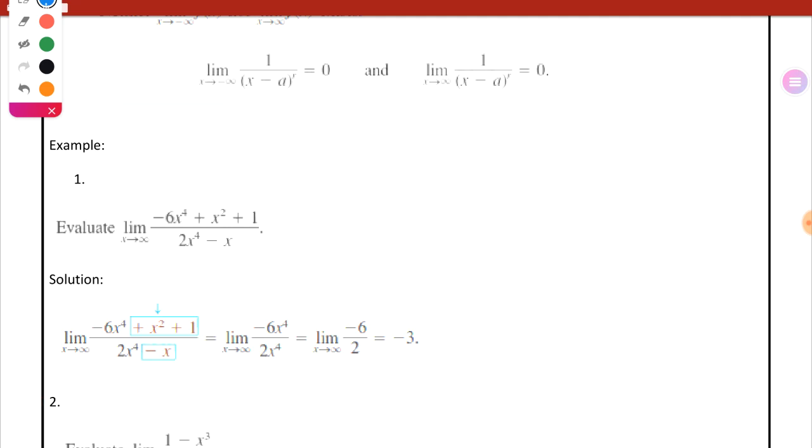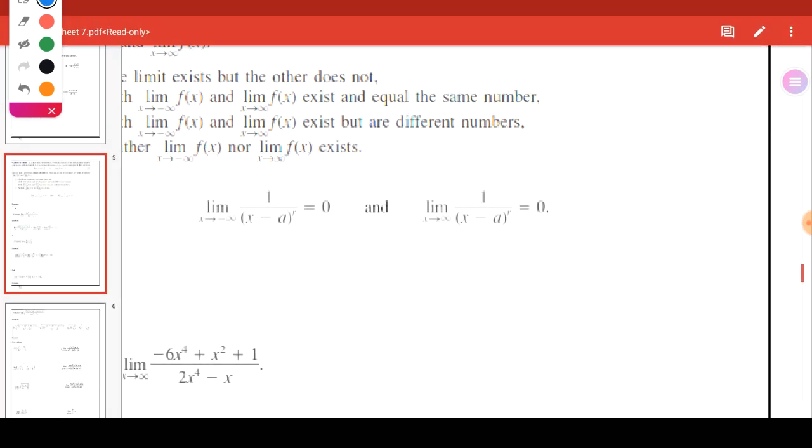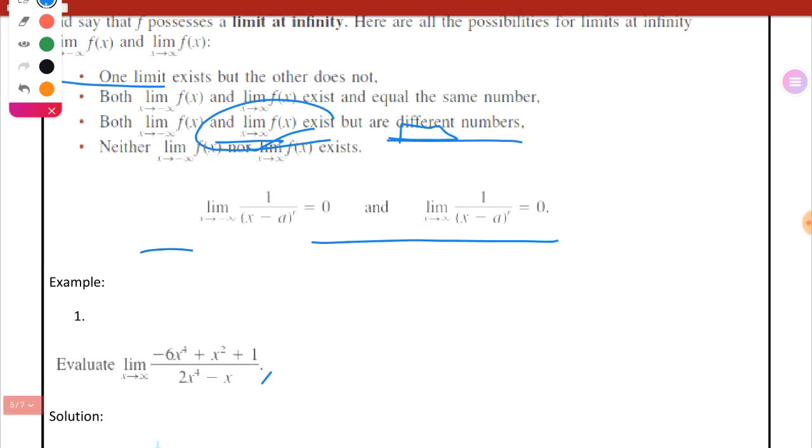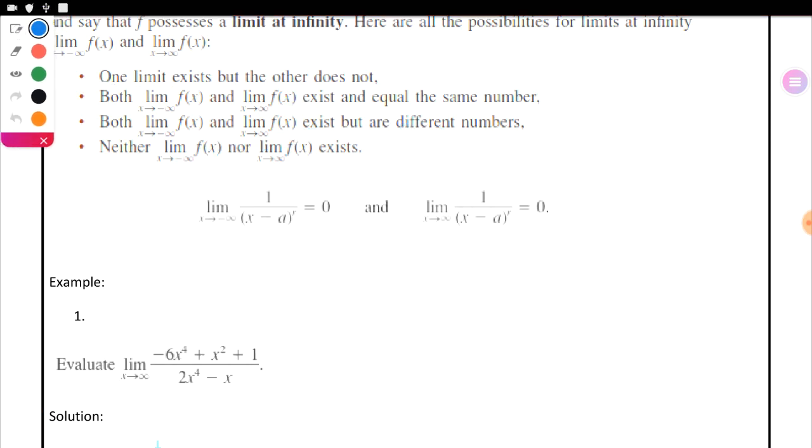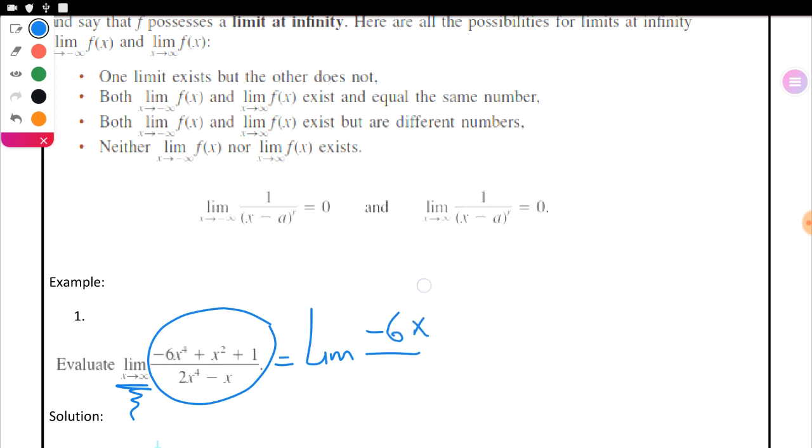Here, after I explain the lesson, you have to see with me how to solve this exercise, okay? Look with me. Here, as you see, I'd like to find the limit of this function when x approaches infinity. I follow this rule when we find the limit as x approaches infinity. It will be the limit of negative 6x to the power 4 over 2x to the power 4, where x approaches infinity.